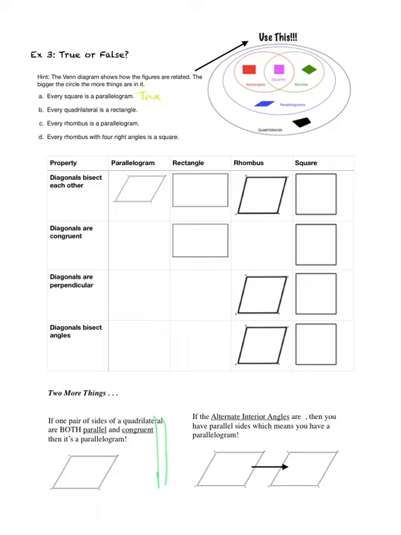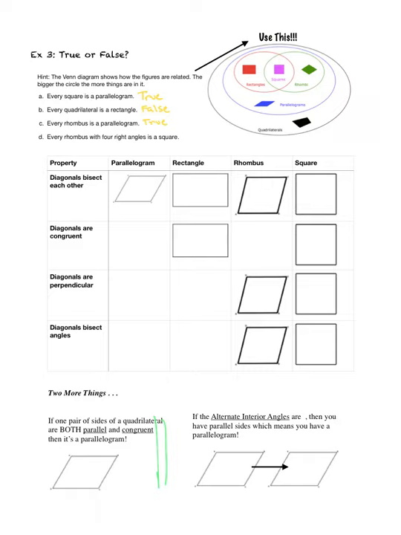Every quadrilateral is a rectangle. Is the quadrilateral circle inside the rectangle circle? It is not. We know not every quadrilateral is a rectangle. That is false. Is every rhombus a parallelogram? Well, this whole circle of rhombi is inside the parallelograms, so every rhombus is a parallelogram.